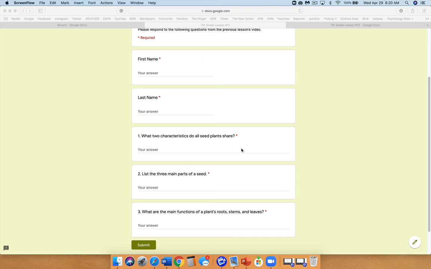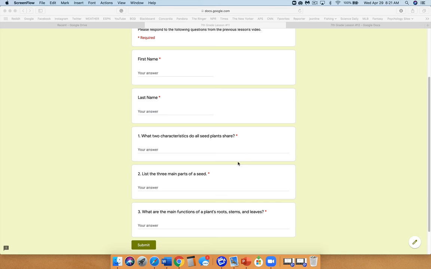Number one says, what two characteristics do all seed plants share? So the first characteristic that all seed plants share is that they are going to have vascular tissue. Okay, so that's one thing that they're all going to share. The second is that they are going to use pollen and seeds to reproduce. All right, so our two things are that they're going to have vascular tissue, and the second is that they are going to use pollen and seeds to reproduce.